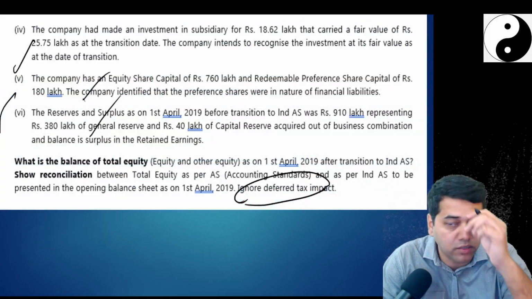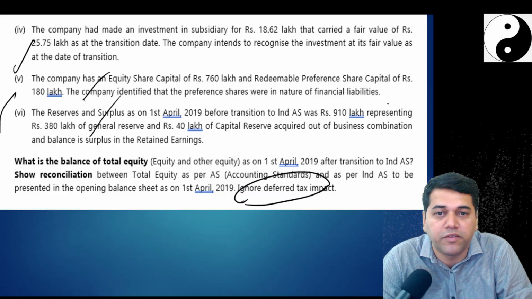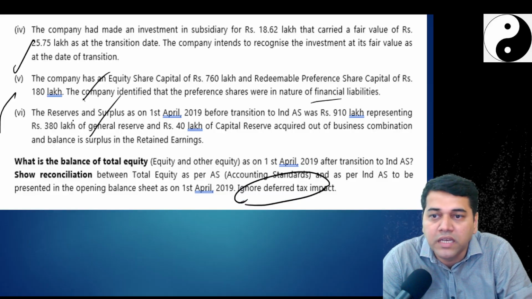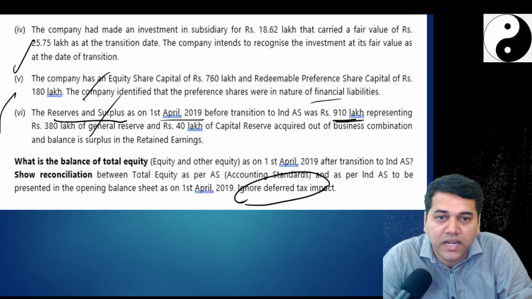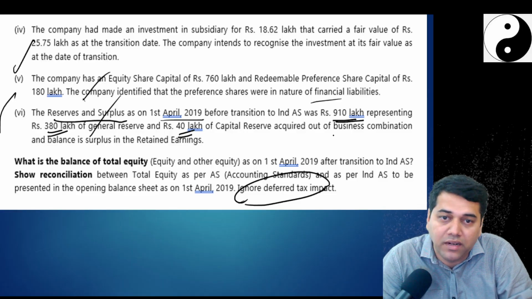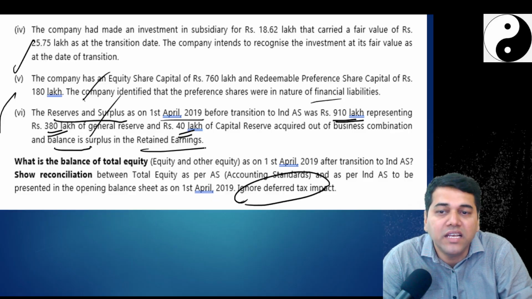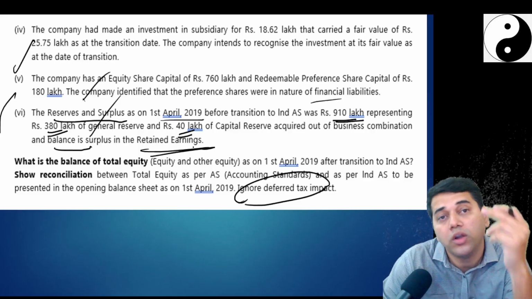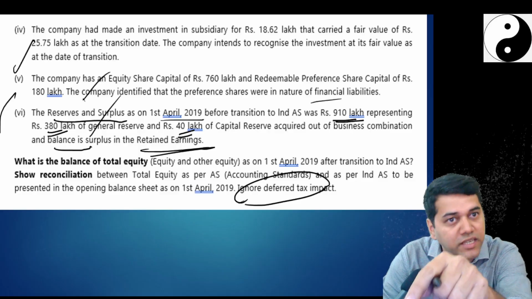Now, let us go here, your confusion. The company has an equity share capital, and redeemable preference share capital in the nature of financial liability. The reserves and surplus balance on 1st April was 910, representing 380 general reserve, 40 capital reserve out of business combination, and a balance in retained earnings. What do you have to interpret? Very good. Is that 2 lakh sitting here or is it extra?